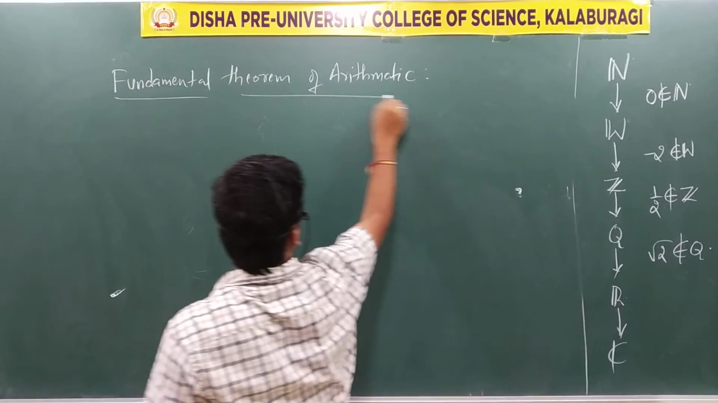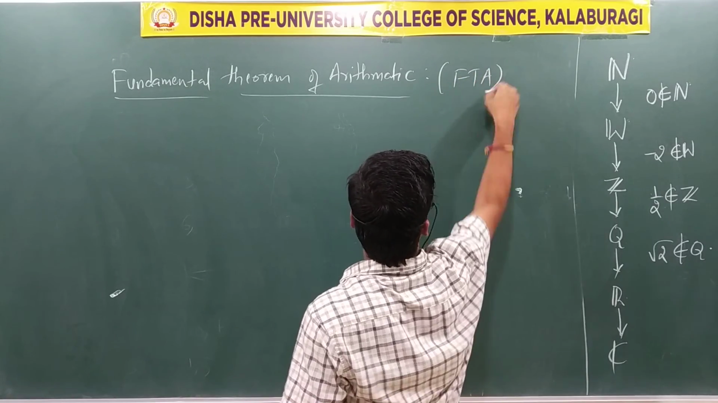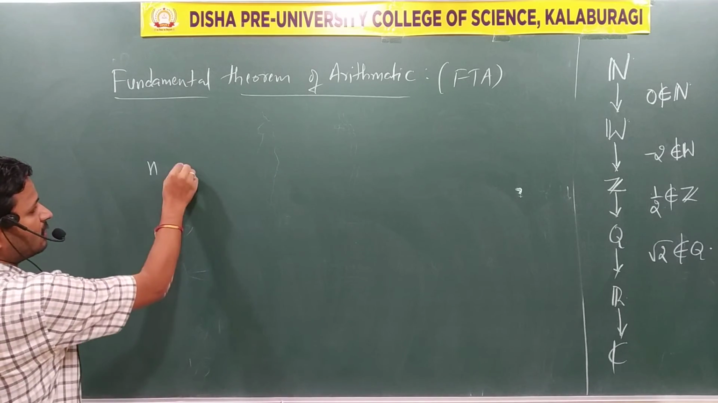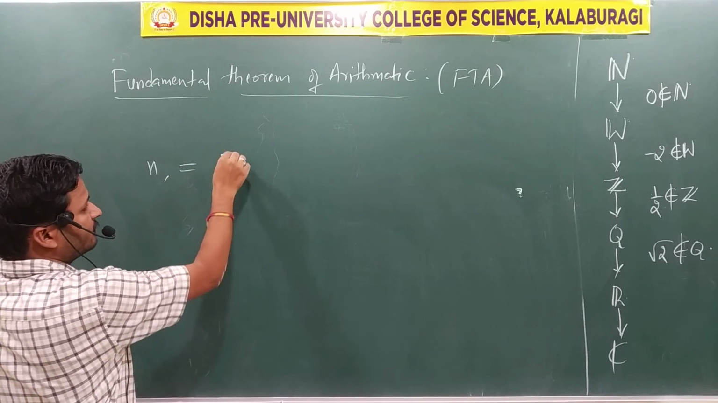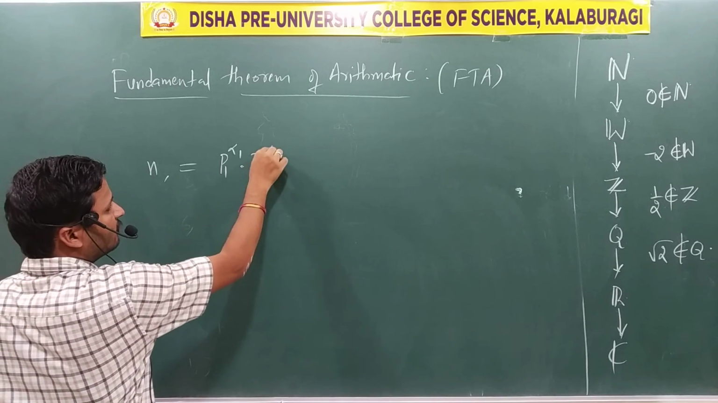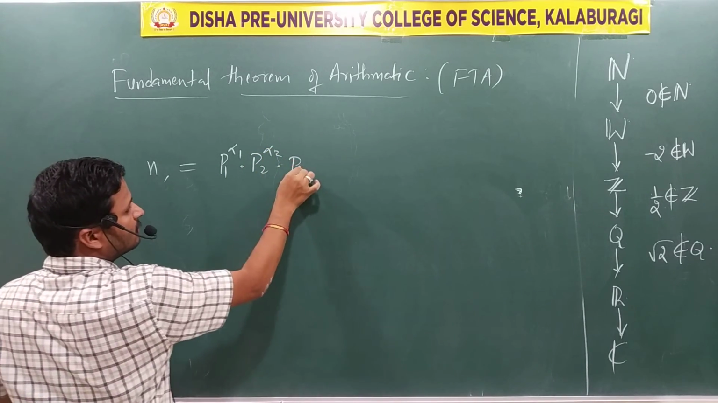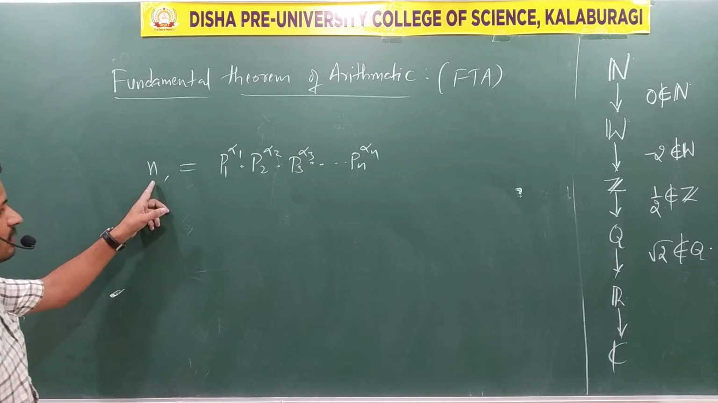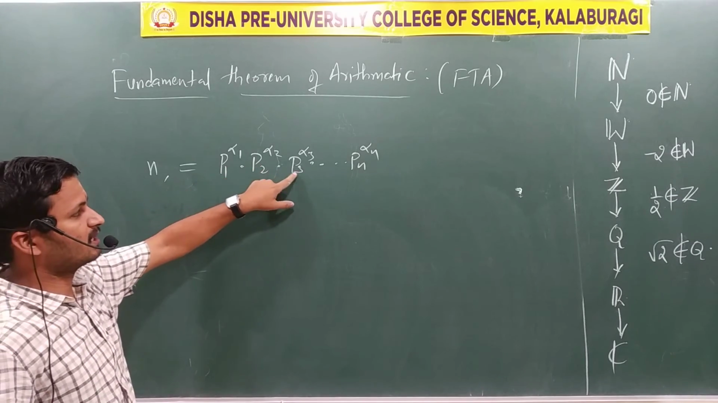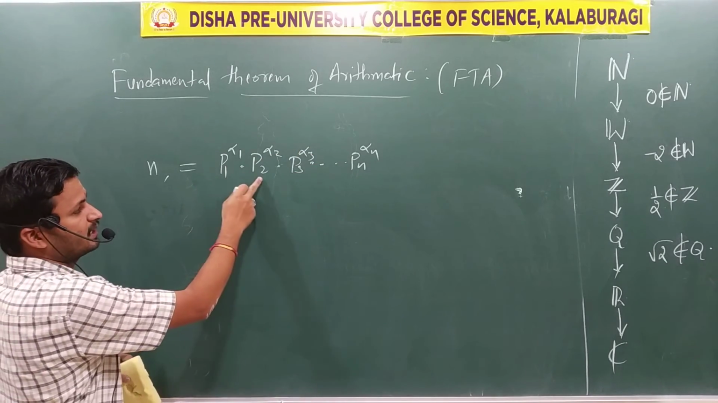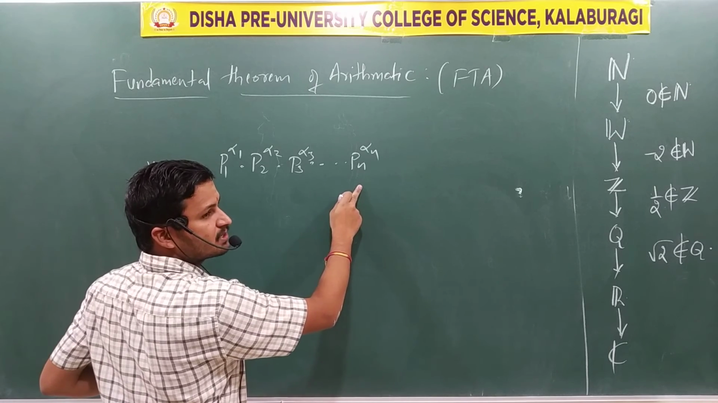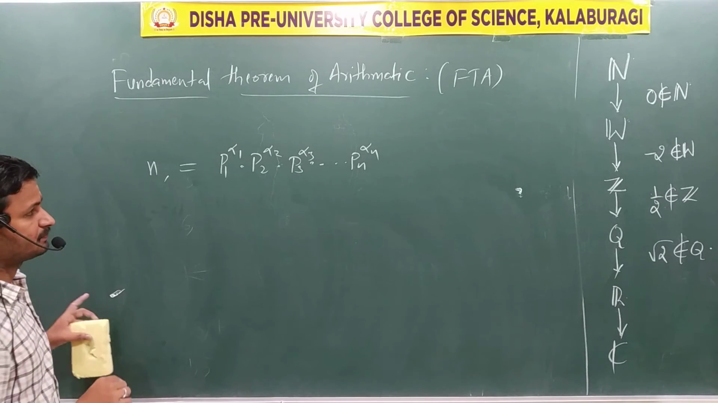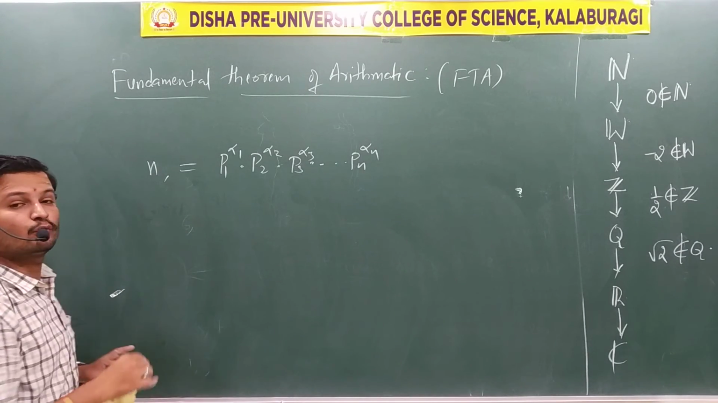What it tells is that any natural number can be expressed as a product of prime powers p1 alpha 1, p2 alpha 2, p3 alpha 3, and so on, pn alpha n. Here p1, p2, p3, pn are prime numbers. Okay, here alpha 1, alpha 2, alpha 3 are exponents.